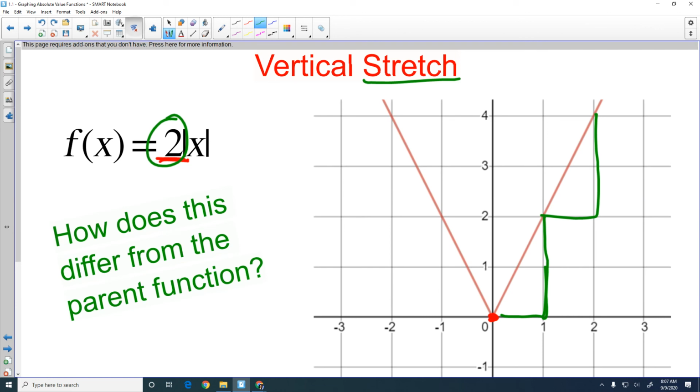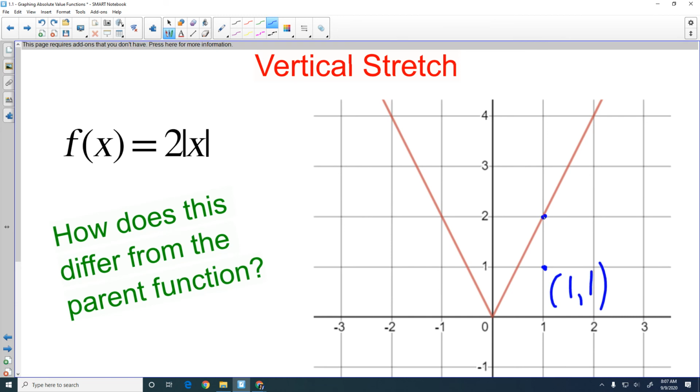And if you look at any of these points, these coordinates, normally we had a point on our original parent function at 1, 1. But the new point here is at 1, 2. So notice how the x coordinates are the same, right? I didn't do anything in the x direction. But if I look at the y coordinates, the vertical number, it's now a 2. Well, 2 is twice as big as 1, right? 1 times 2 is 2. So it's twice as tall now.